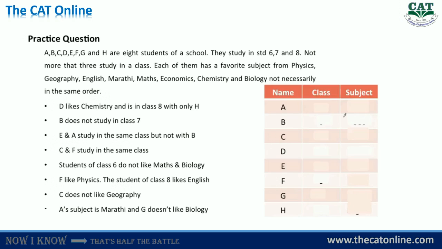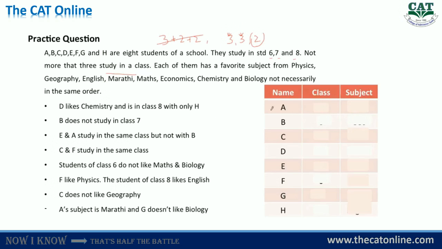So there are 8 students in a school. There are 3 classes, 6, 7, 8, and not more than 3 study in a class. So at max there could be 3 students. So 3 plus 2 plus 2 is a possible option, but this doesn't make 8. So the only possible option would be 3, 3, 2. So there will be 2 students in a particular class, and in the remaining 2 classes there will be 3 and 3 students each. Each of them has a favorite subject amongst the 8 subjects given over here in some order. So again, using the same technique, keep on reading the question, plug in the direct information over here.